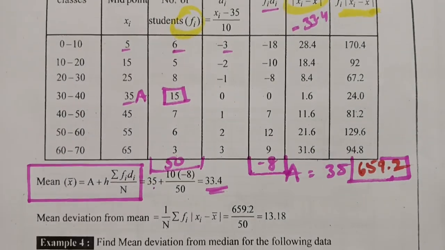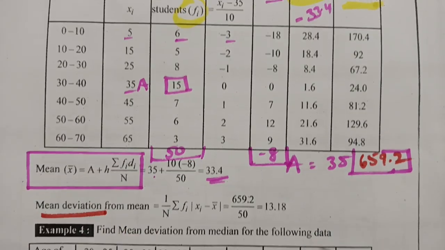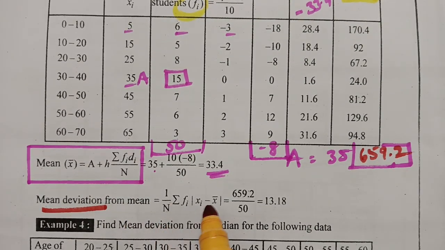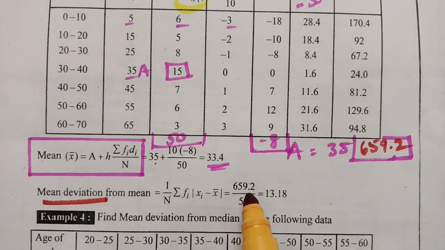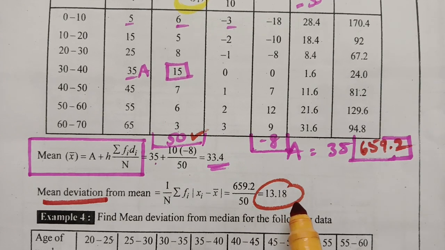And now we have to find the mean deviation using the step deviation method, that is 1 by n times sigma fi into modulus of x minus x bar. So this total is 659.2 by n, this is 50, and the value here is 13.18.